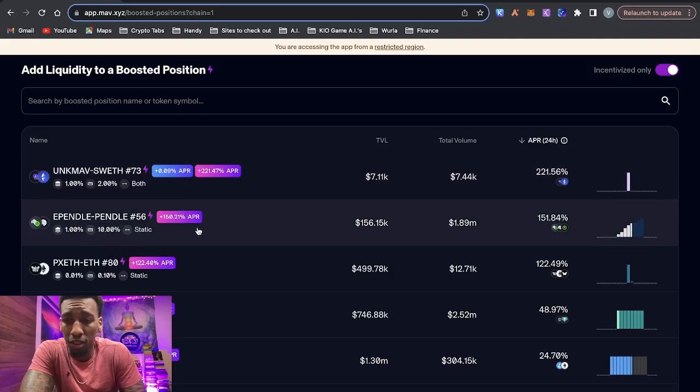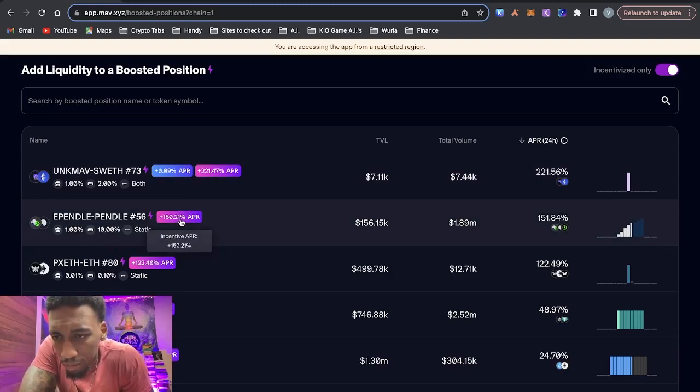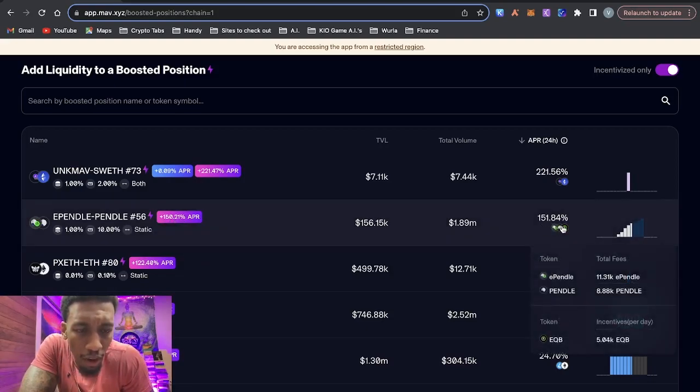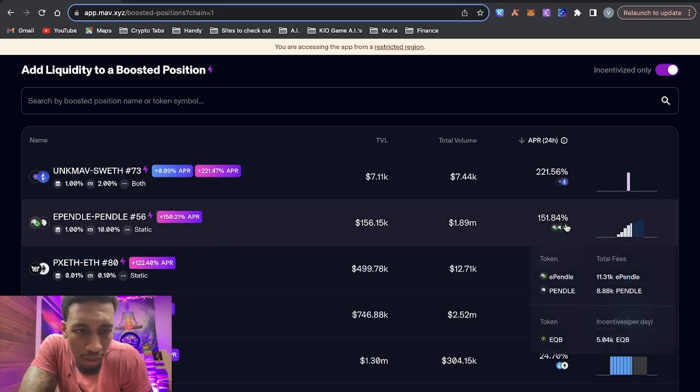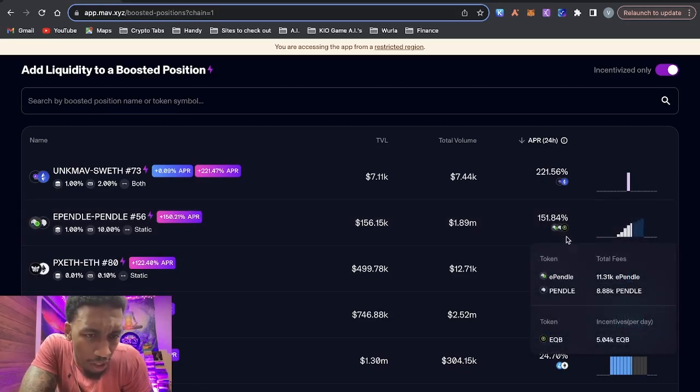This Pendle one looks pretty lit. I might consider actually getting in this one. So this APR is including this extra 150% APR. And it tells you how you're getting rewarded. So ePendle and Pendle.